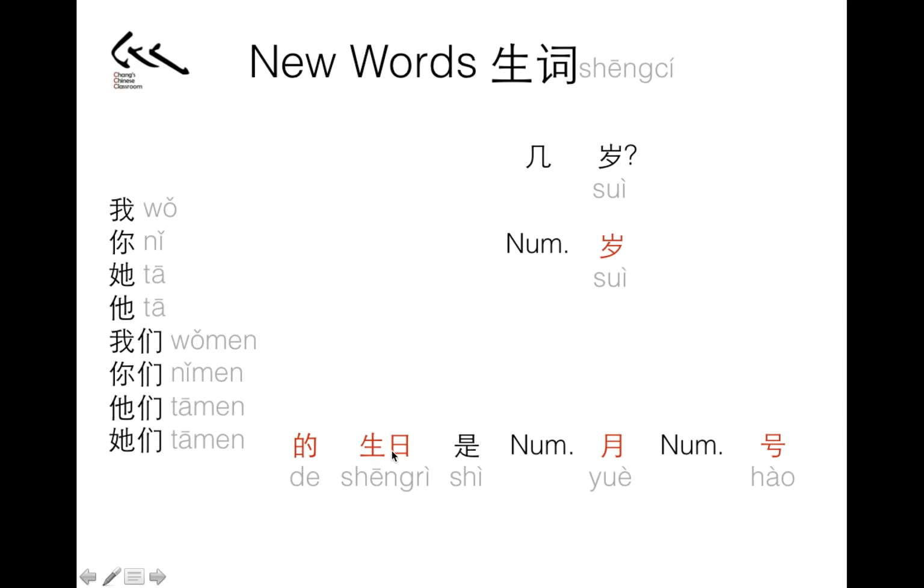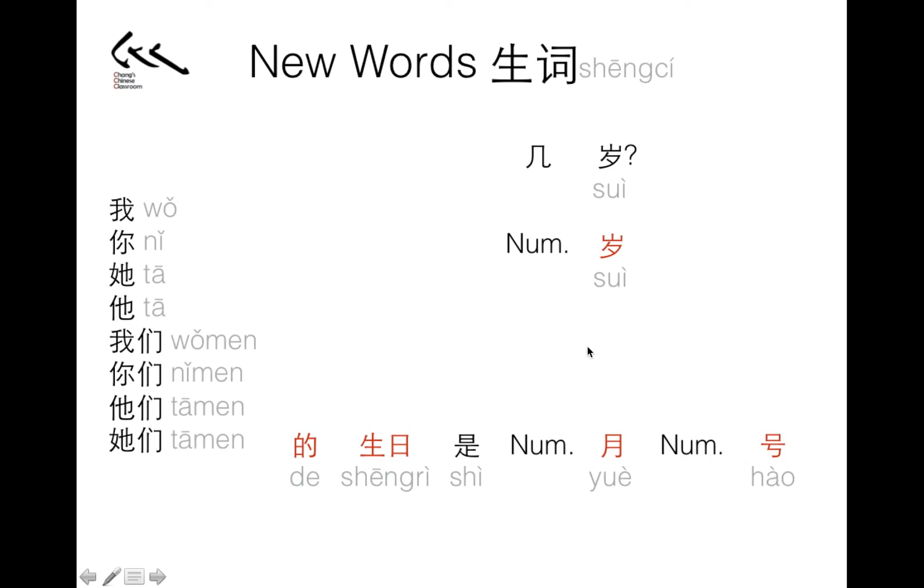Alright, so generally, 我的 means my. 你的 means your. 她的 means her. This one, 他的 means his. 我们的 means ours. 你们的 also yours. 他们的 theirs. Alright? So my birthday is blah blah blah 月 blah blah blah 号.